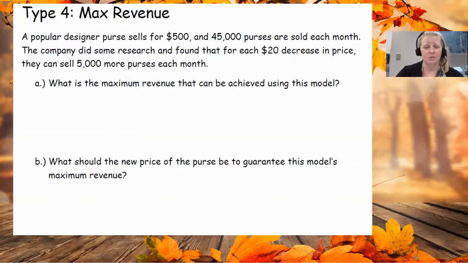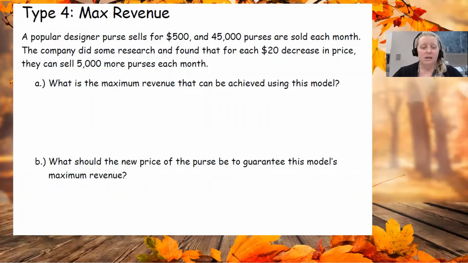The company did some research and found that for each $20 decrease in price, they can sell 5,000 more purses each month. And this is kind of how sales work in the real world. So if you've ever been to a store and something's on sale, they're gambling that if we lower the price by this much, hopefully we'll get this many more people to buy it. So this is kind of introducing you to that a little bit. And we'll keep it more simplistic than typical situations in the real world.